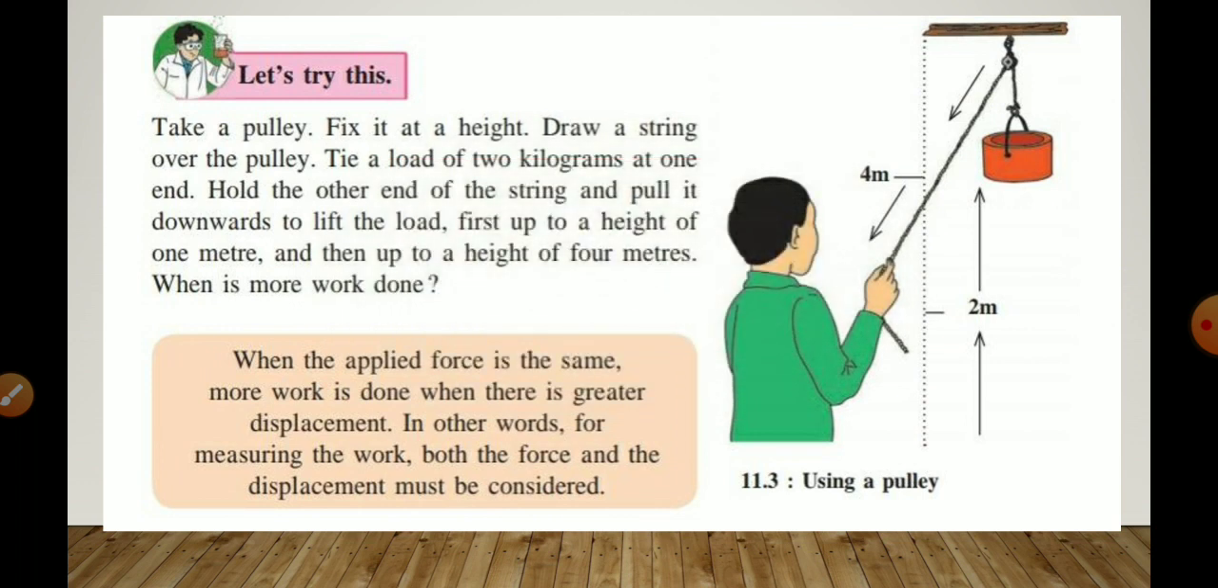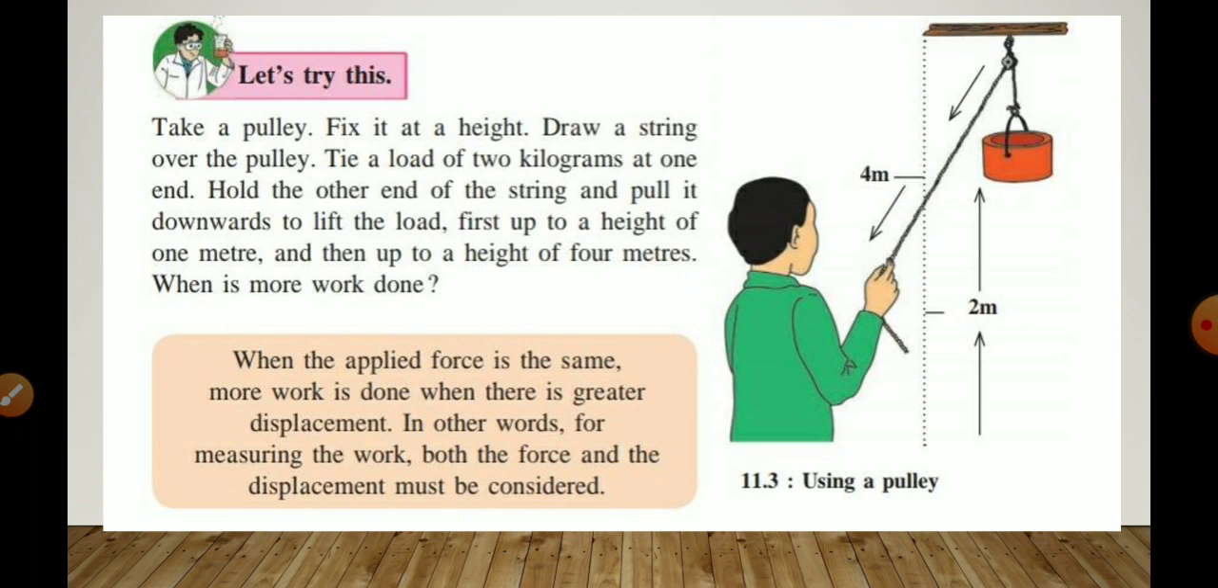Let's try this. Take a pulley, fix it at a height, draw a string over the pulley. Tie a load of 2 kilograms at one end, hold the other end of the string and pull it downwards to lift the load. Very simple example. Have you ever seen a well in the villages? That is the example for this, right?